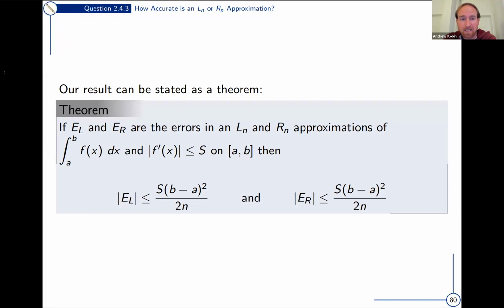And the error bound says that if we approximate the integral from a to b of f of x dx using Ln or Rn approximations, and we know that the derivative f prime of x is bounded by some number s on the interval a to b, namely that the absolute value of f prime of x is bounded by that number s, then we can control the error. We will know that the error is no worse than the following bound. So it's the same bound for EL and ER, and the bound says that EL is less than or equal to that number s times (b minus a) squared divided by 2n.